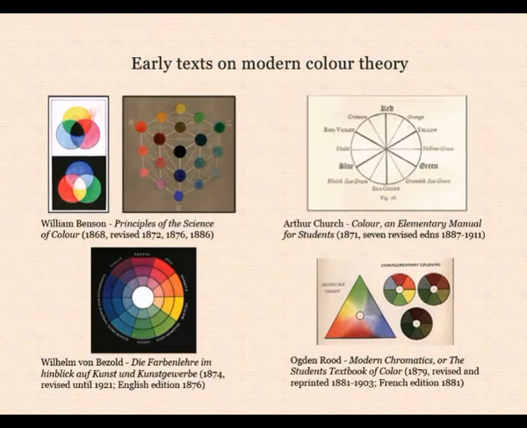Numerous excellent texts explaining modern colour theory for artists began to appear very soon after the Helmholtz-Maxwell revolution, and those by Benson, Bezold, Rood and Church in particular proved popular enough to be reissued in multiple editions over several decades. One of the most influential was Modern Chromatics, or the Student's Textbook of Colour, of 1879 by American physics professor and trained painter Ogden Rood, which is a revelation as to the level of technical understanding of colour and light that was considered appropriate for academically trained artists of this time.